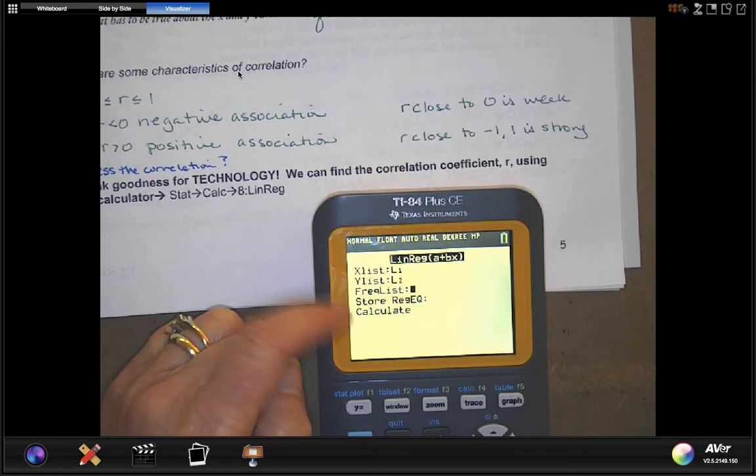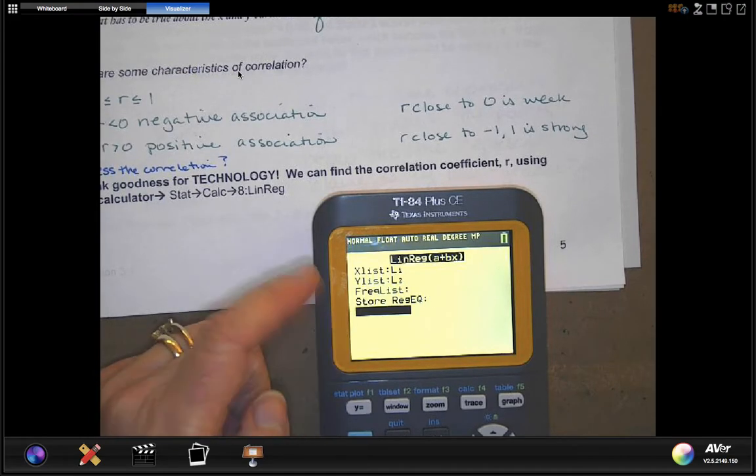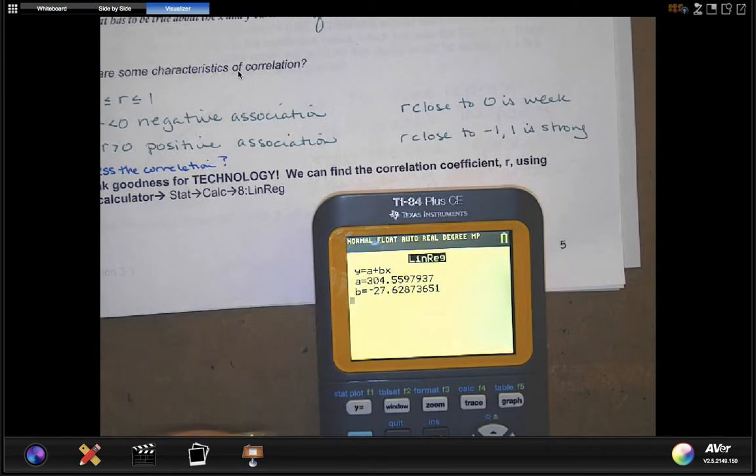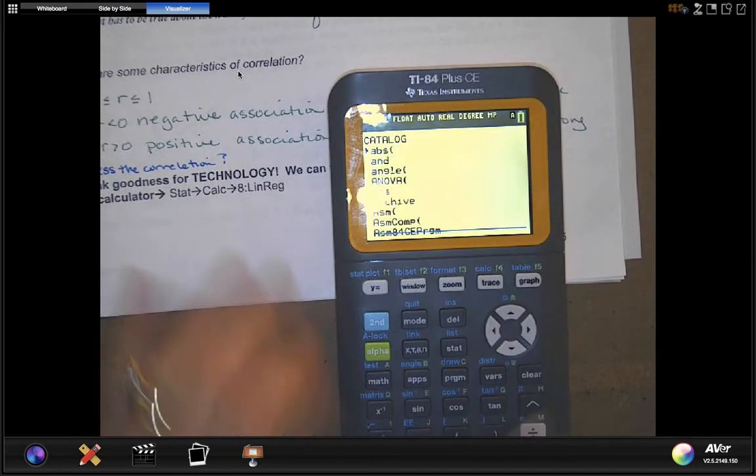L1, L2. Don't worry about the frequency. Don't worry about the stored regression equation right now. I hit calculate. Oh, and I have a slight issue here. You notice I didn't get my R or R squared. So to get that, you're going to go to second 0, so you get the catalog menu.